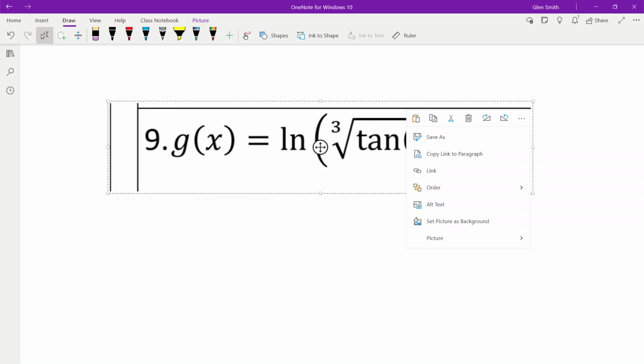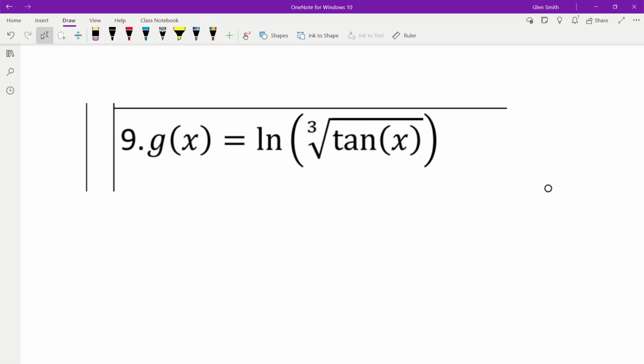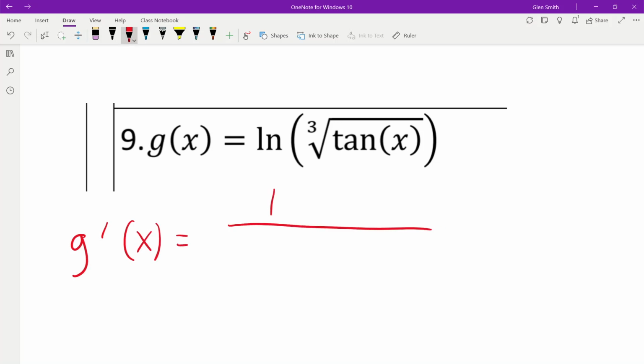Okay. This is the chain rule. We have an ln with something inside of it, right? That's our big rule here. It's not multiplied or anything. G prime is 1 over ln of e, that's base e, but that's 1, times what's inside. That's the first thing.